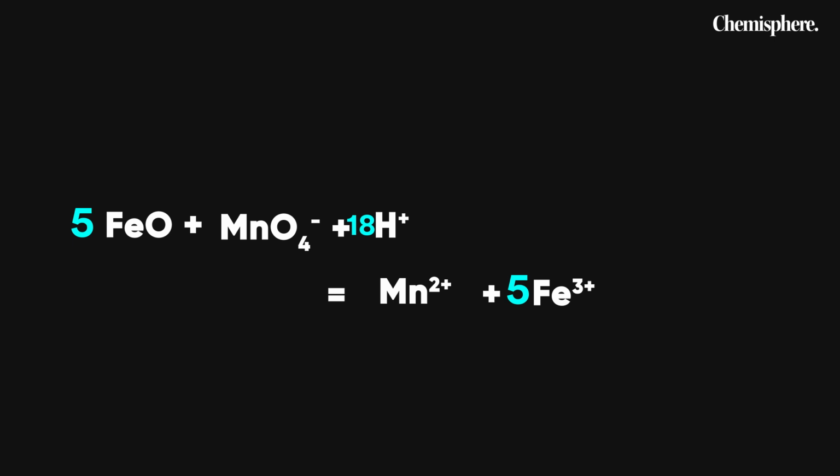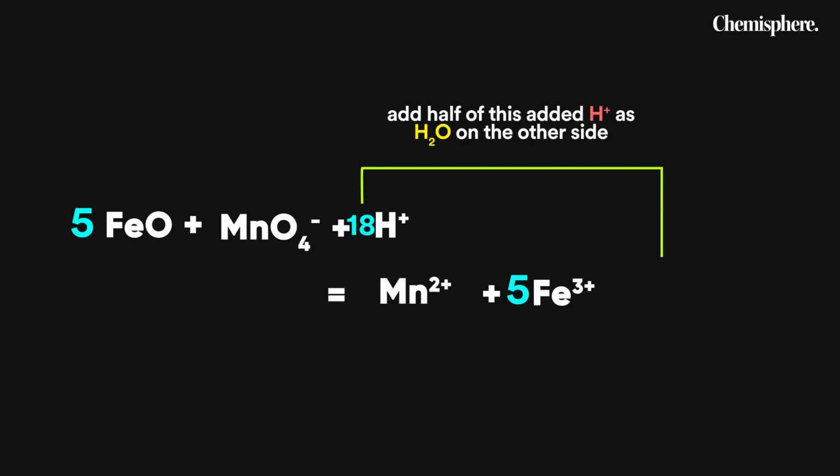Whatever the number of H+ or OH- you are going to add, you have to add half the amount of that H+ or OH- as H2O to the other side, wherever you have added it. For example, we have added 18 H+ here. So half of it, which is 9 H2O, has to be added to the other side of the equation.